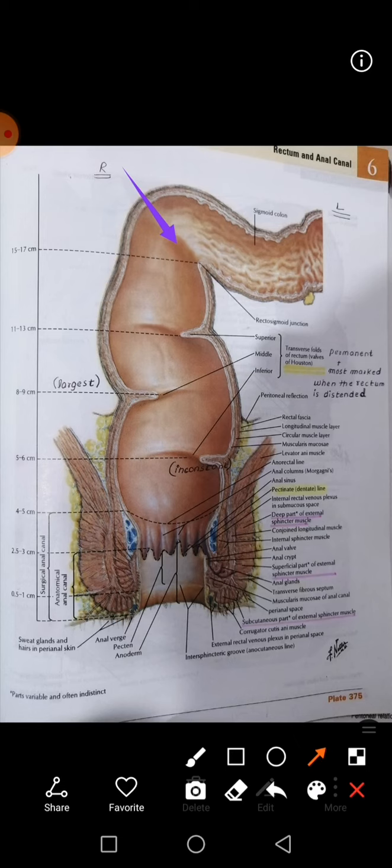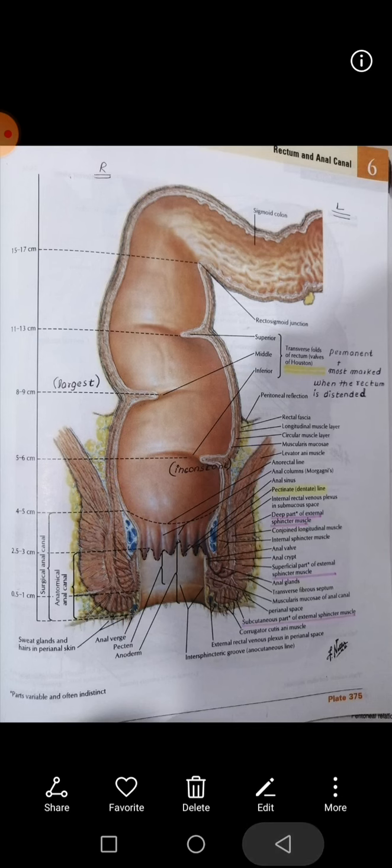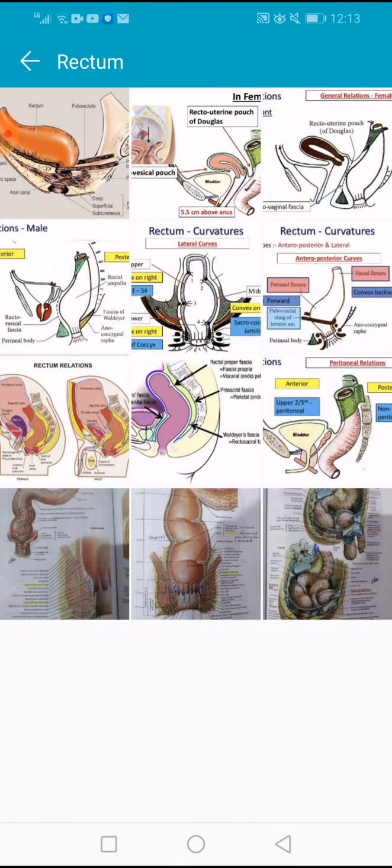Where does the rectum end? By becoming continuous with the anal canal at the anorectal junction, right? And this is the anorectal junction, and this junction happens to lie 2 to 3 centimeters in front of and also slightly below the tip of the coccyx, right?